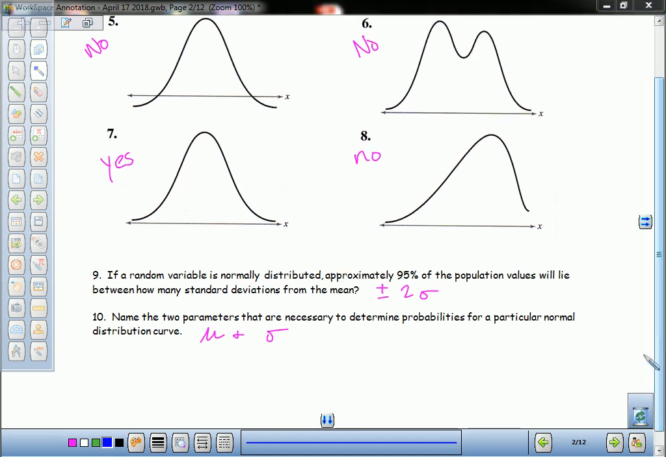Excellent. Very cool. All right, 95% of the data lies plus or minus 2 standard deviations from the mean.